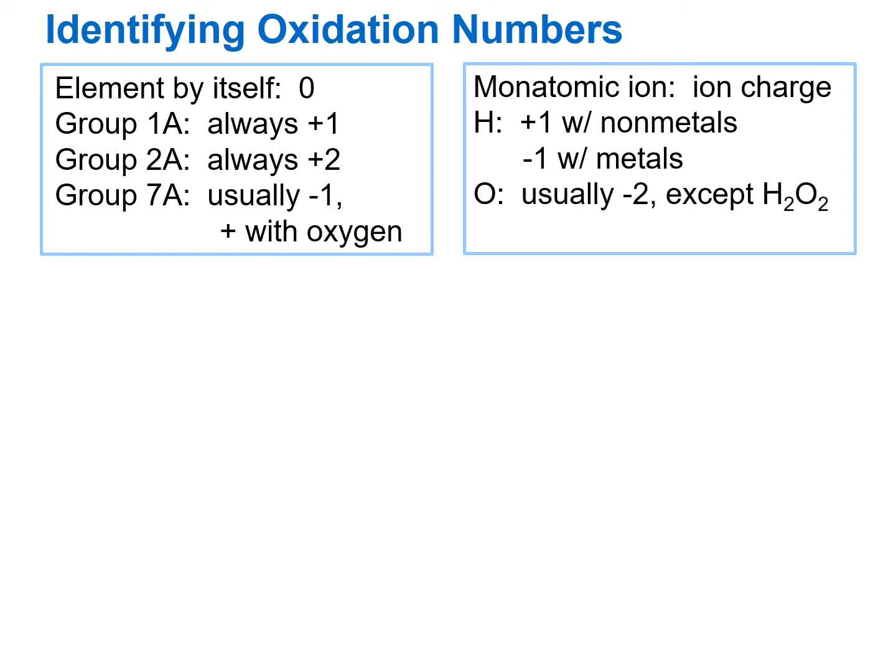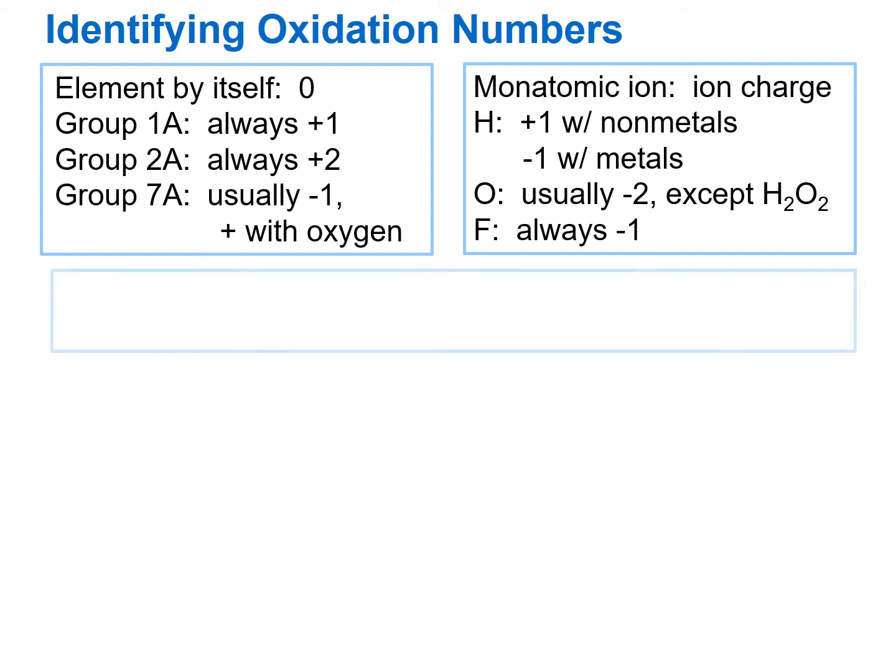If you're oxygen, your oxidation number is usually going to be negative 2, unless you're in hydrogen peroxide, in which case your oxidation number will end up being a negative 1. But that would be a special case. And if you are fluorine, your oxidation number is always a negative 1. Okay. And there's a couple more.